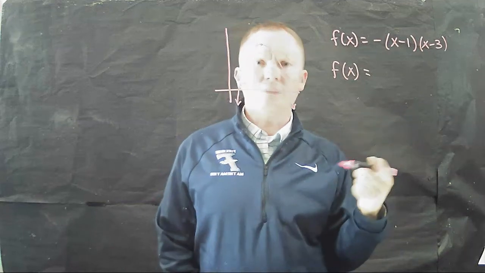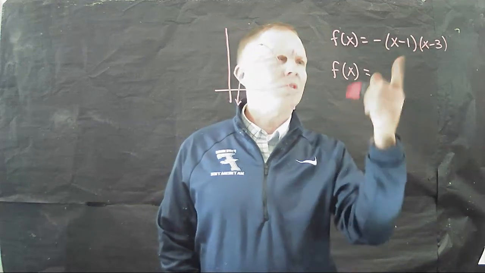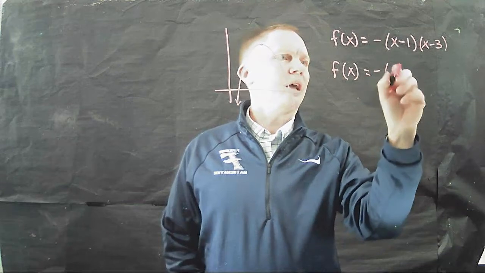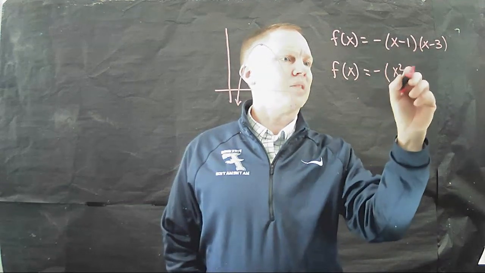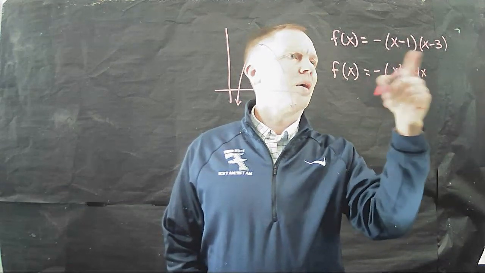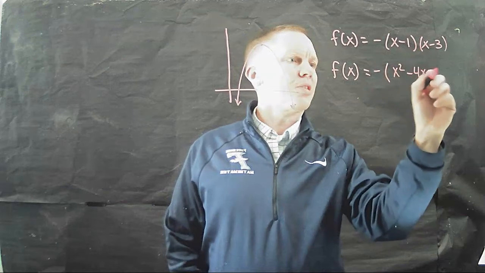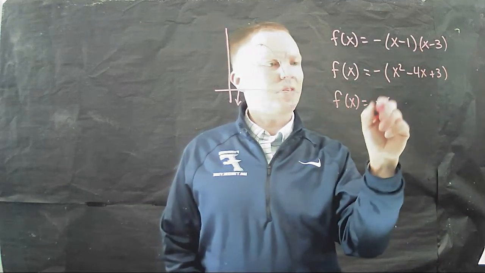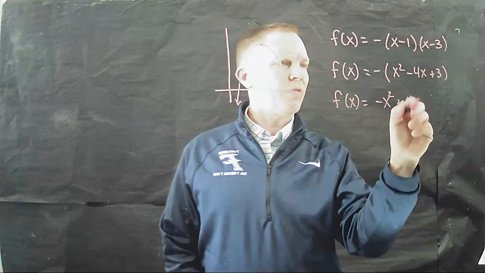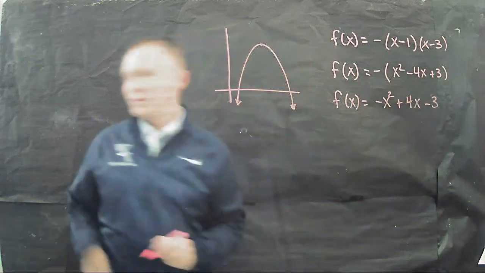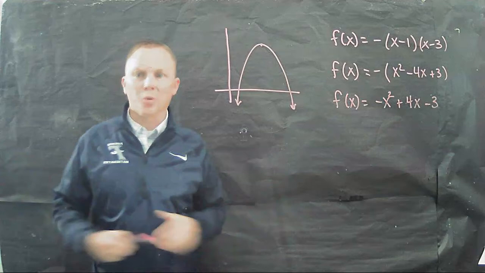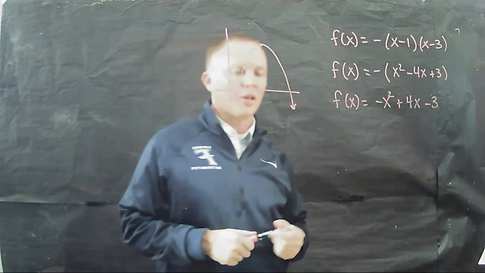Now, in order to take the derivative of this, I don't really want to use the product rule, so I'm actually going to expand this. So that'll be x squared minus 3x minus x is minus 4x plus 3, and then I'll change the sign. So that's negative x squared plus 4x minus 3. Okay? So that's the function just rewritten. We did some algebra 1 there to get it the way we like it.